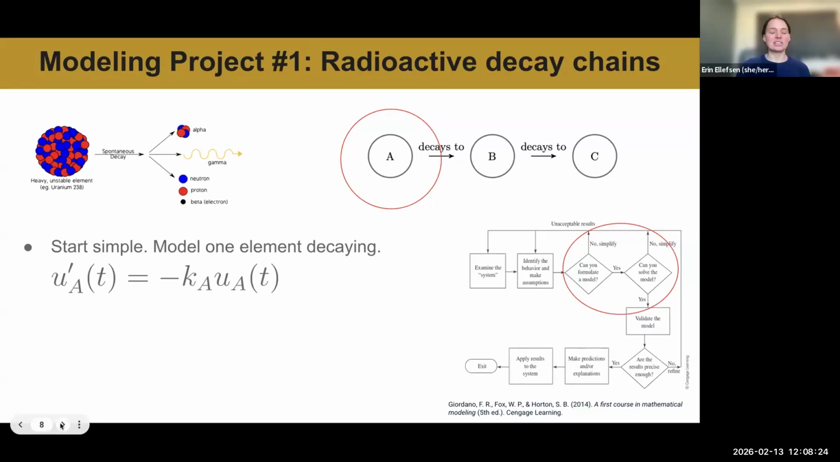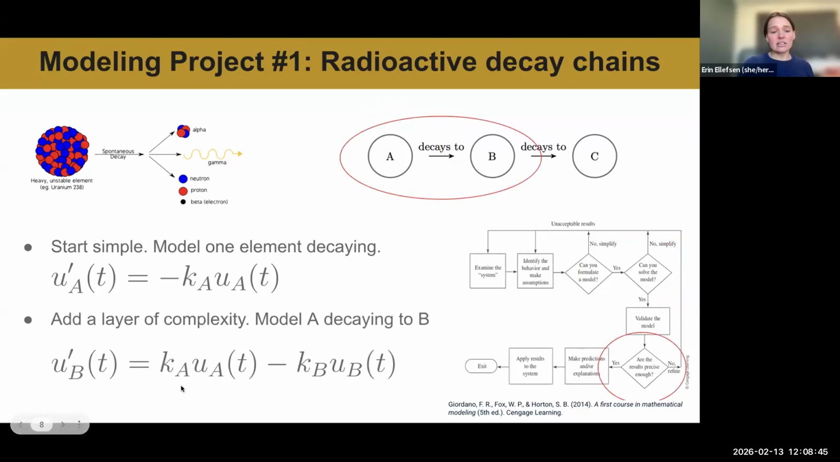They've seen this before. They've seen it on day one. This is a population growth model, except now it's decaying to zero instead of growing. And so they're really comfortable with this. But then the project has them discuss why this might not be great because we've got a chain of elements. Element A is decaying to element B, which is decaying to element C. And so then they add a layer of complexity. I ask them to model A decaying into B now. And so they've gone through one round of discussing whether these results are precise enough.